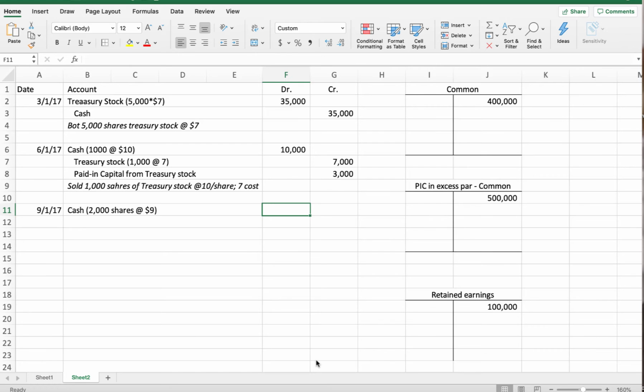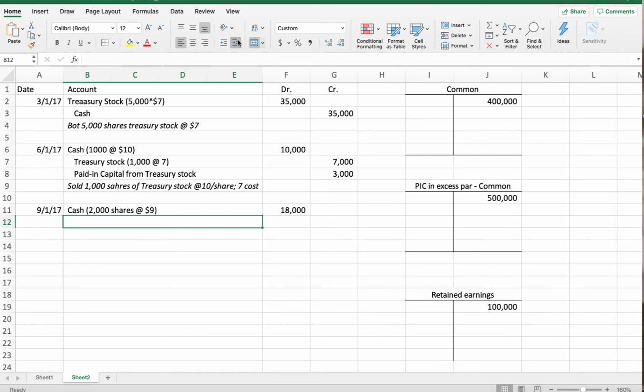So equals 2,000 shares times the selling price of $9 per share. That's 18,000. Where are we getting these shares from to sell? Well, we're getting them from our treasury stock. We originally bought 5,000. We sold 1,000 shares. That means we have 3,000 shares of treasury stock left to sell. Well, on September 1st, I'm selling 2,000 of those 4,000 shares that we have left.